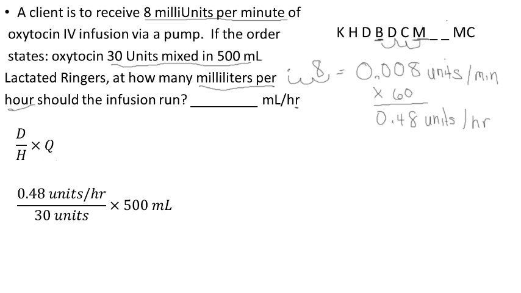What we have is the conversion that we underlined. We have 30 units in a quantity of 500 milliliters. And when we complete the math on this, we end up with 8 milliliters per hour.